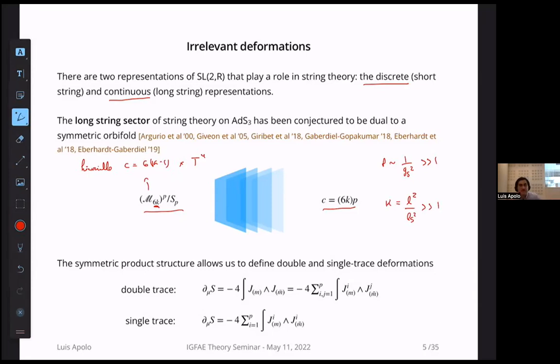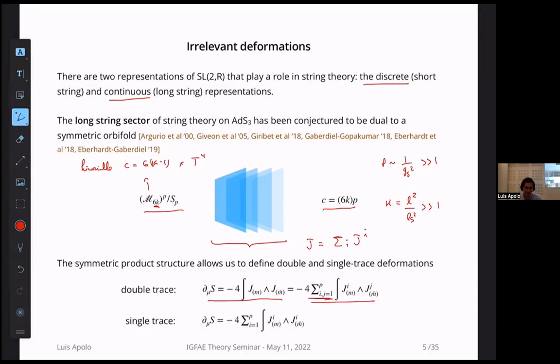Now, why am I introducing the symmetric orbifold? It is because the structure of the symmetric orbifold allows us to define two kinds of deformations. So there's the double trace deformation, which I've written here, where you deform the full theory by this antisymmetric product of conserved currents. Here, this J can be written as a sum over the currents on each copy of the symmetric orbifold, so that I can also write it in this way on the right-hand side, where you see that there are two sums.